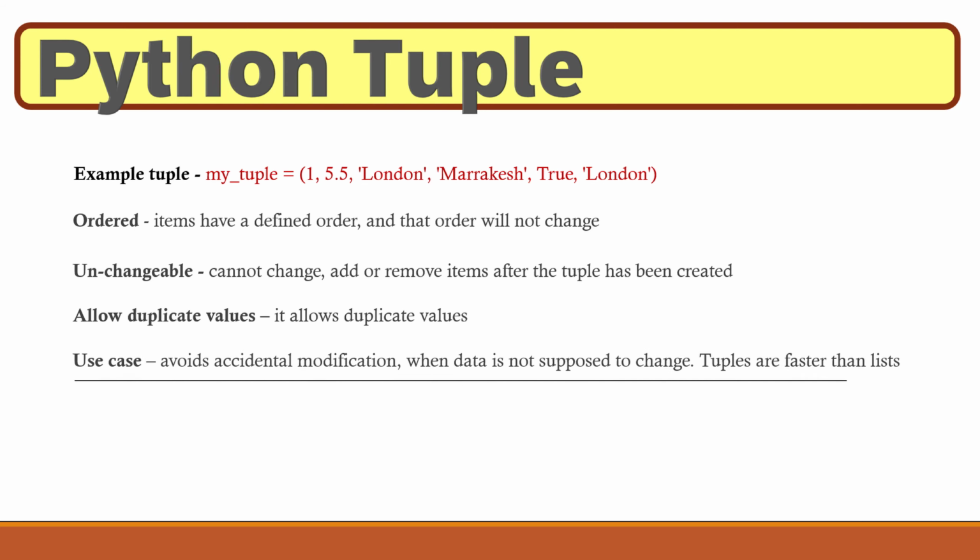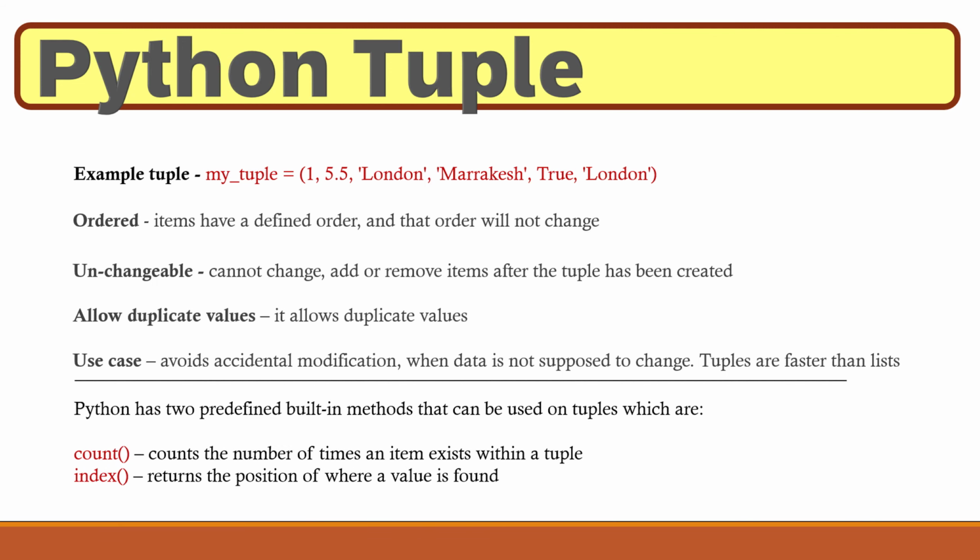In terms of use case for tuples, a tuple is faster than a list, and the main reason is it protects you from accidental modification, since a tuple cannot be modified. Python has 2 predefined built-in methods that can be used on tuples, and these are count and index. There's not many, there's only 2, and this is because you cannot change anything on a tuple. You can only gather information about a tuple.